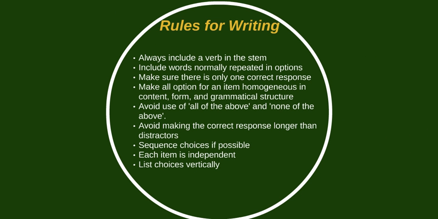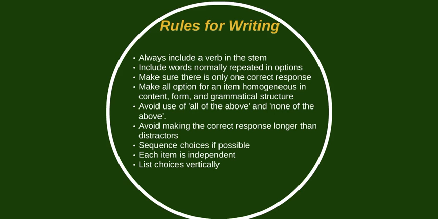Rules for writing. Basically, you should make sure that the verb is in the stem. Include words normally repeated in the options; that should be in the stem. So, for example, if all the answers are going to begin with "to," put "to" back into the stem and not in the options. Make sure there's only one correct response. Make sure you look at it from the student's point of view, and that they're not going to say that another option is correct, and if it is, then change it.